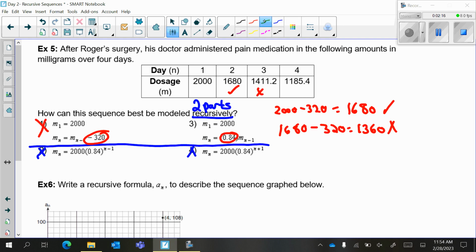If you want to just double check, 2,000 times 0.84 will give you 1680. And if you do 1680 times 0.84, you are going to get 1,411.2. That's why it's choice 3.